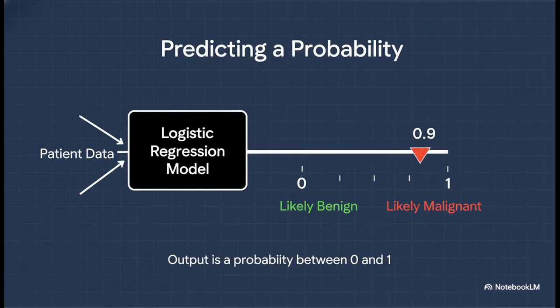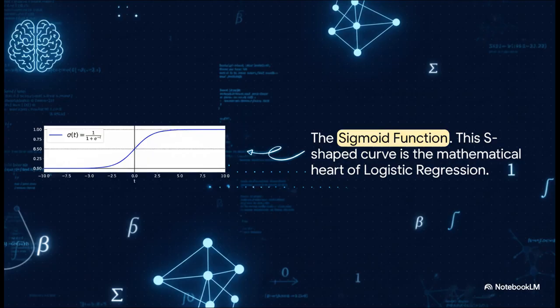Simple as that. So, you might be wondering, how does it make sure its answer is always a probability between 0 and 1? Well, the secret sauce is this beautiful S-shaped curve you see right here. This is called the Sigmoid Function, and it's basically the mathematical engine at the very heart of our model.